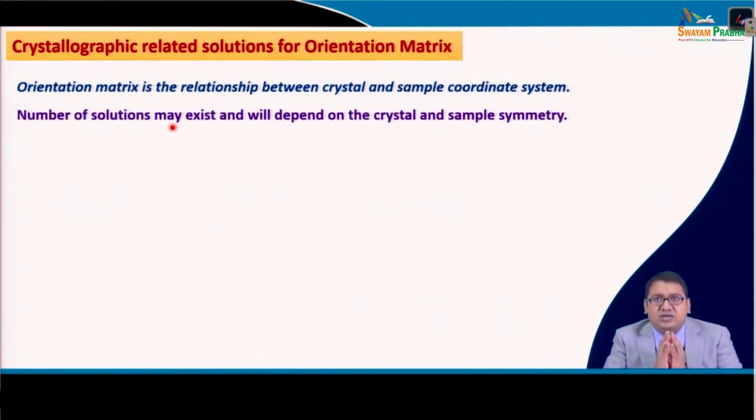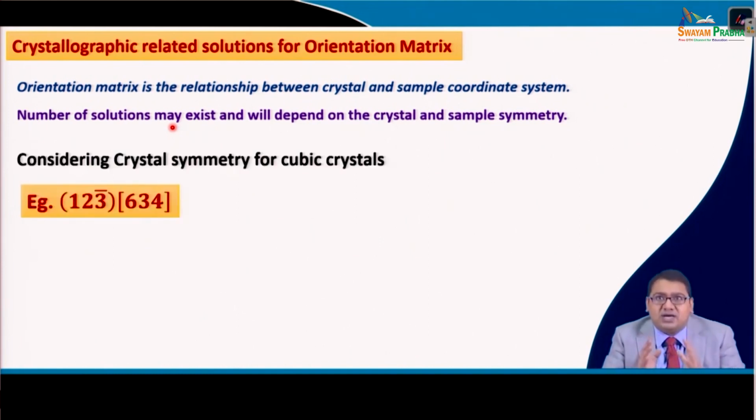So, each will lead to a certain kind of symmetry or no symmetry in the sample, and thus the understanding of the crystal symmetry and the sample symmetry is required to understand that there could be many solutions that may exist to show a particular orientation. That means there could be a number of orientation matrices, based upon the crystal and the sample symmetry, which show the same orientation.